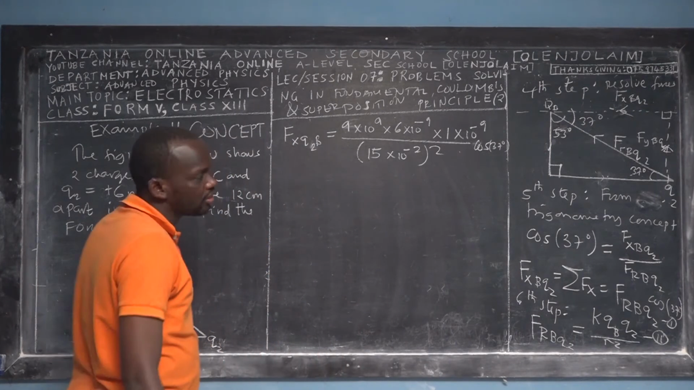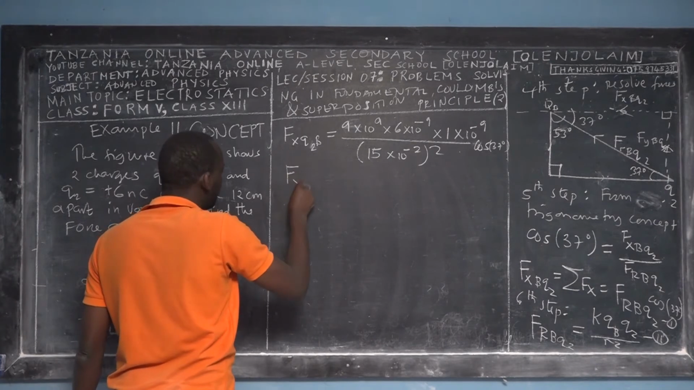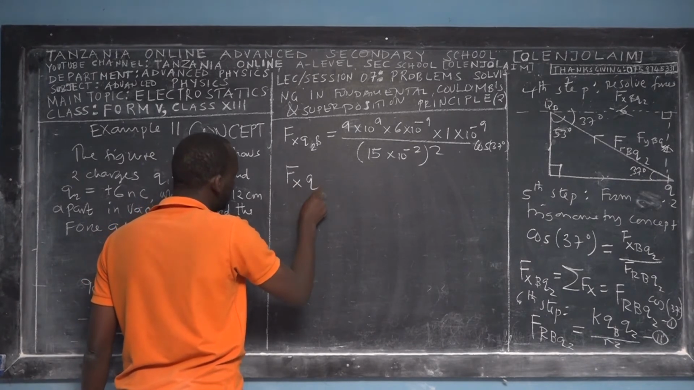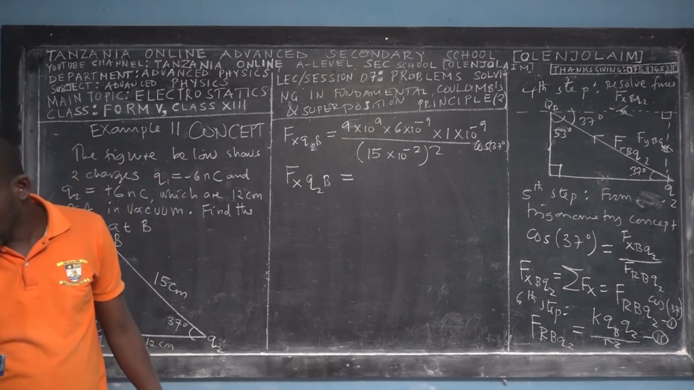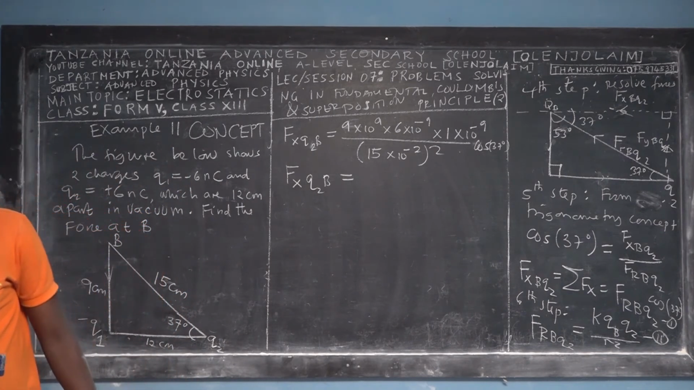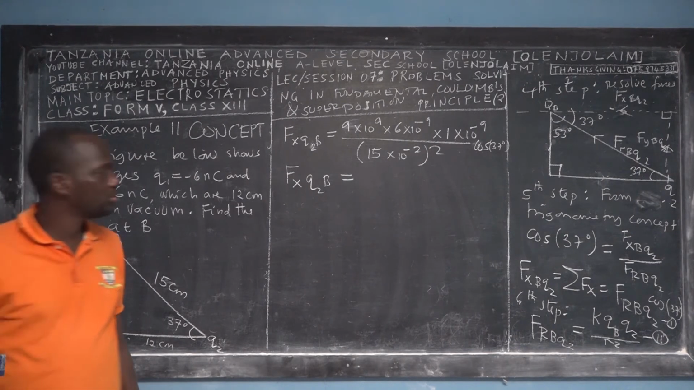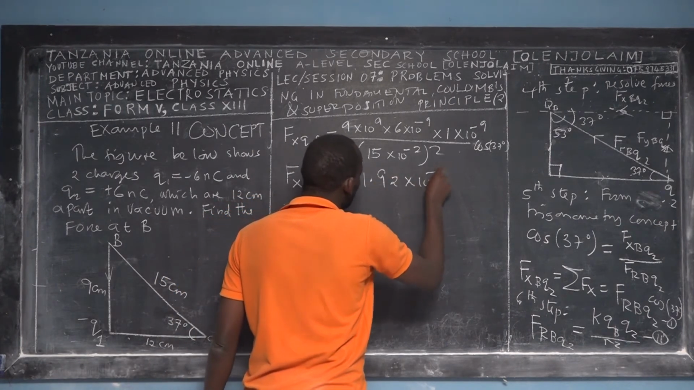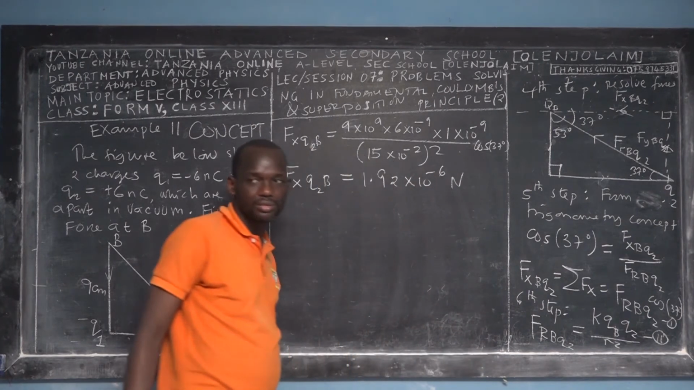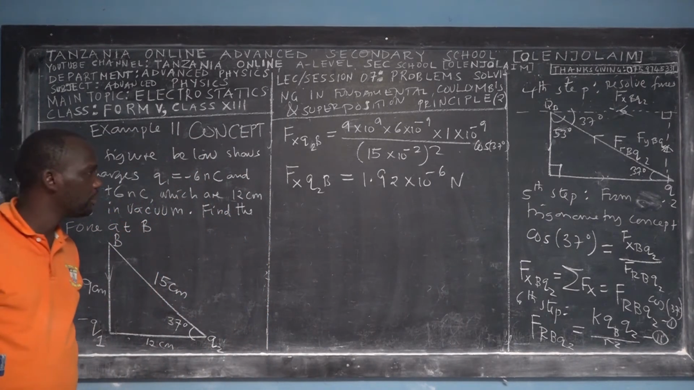Right? Because this is the resultant for that case. So we have the electrostatic force of the horizontal component, Q2B, equal to that. Use your scientific calculator to do the computation, and finally you'll find 1.92 times 10 exponent negative 6 Newton. Okay? So that is the horizontal component.